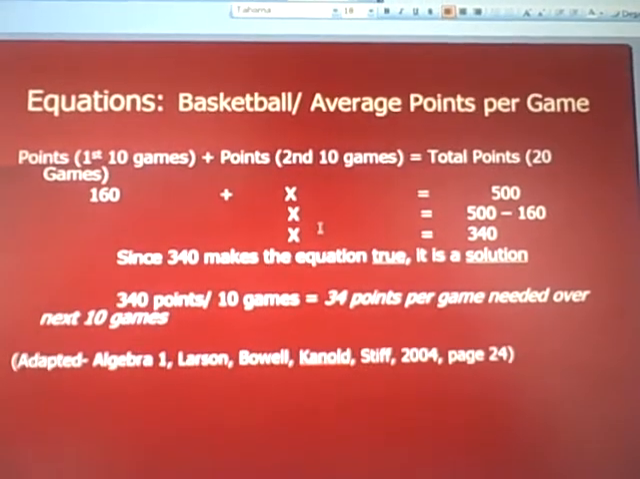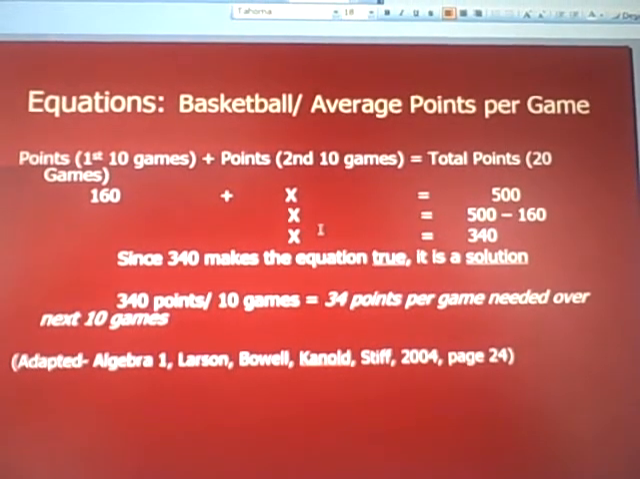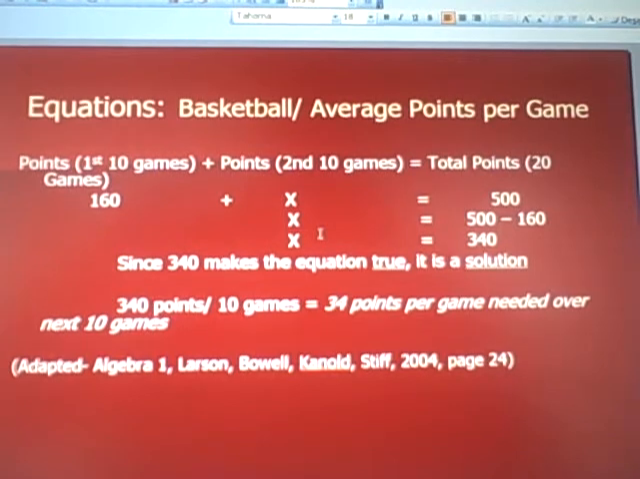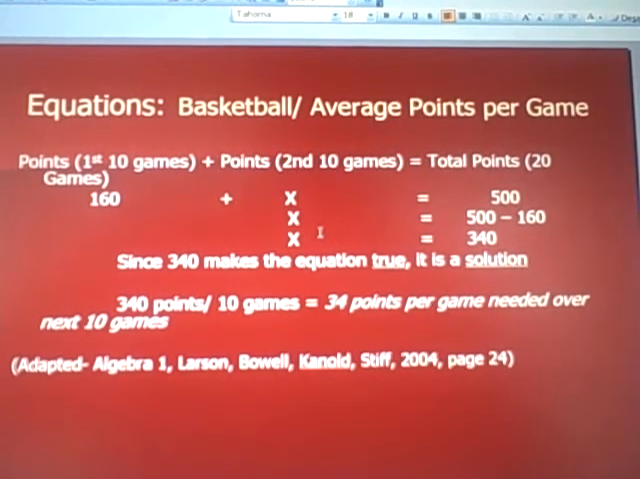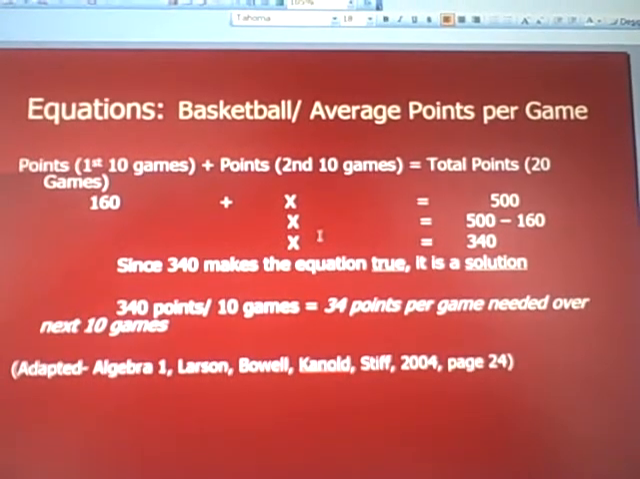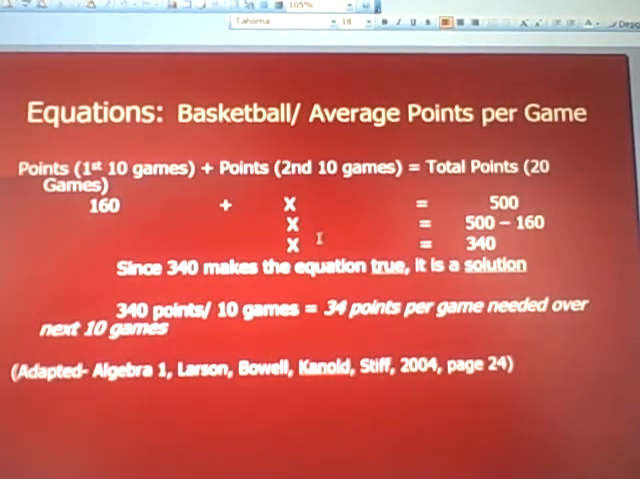So we set up an equation with some variables. Points per game in the first 10 games plus points per game in the second 10 games equals total points. We already know he scored 160, so that's 160, plus X. How many points does he have to score in the second 10 games to get to 500? Since he was behind on his scoring average in the first 10 games, we know he's got to score a lot more in the second 10.